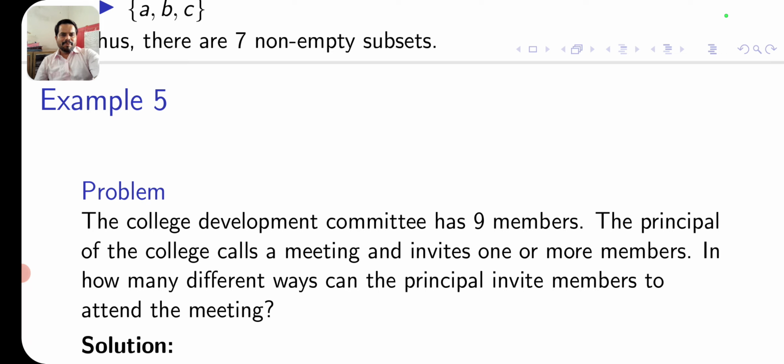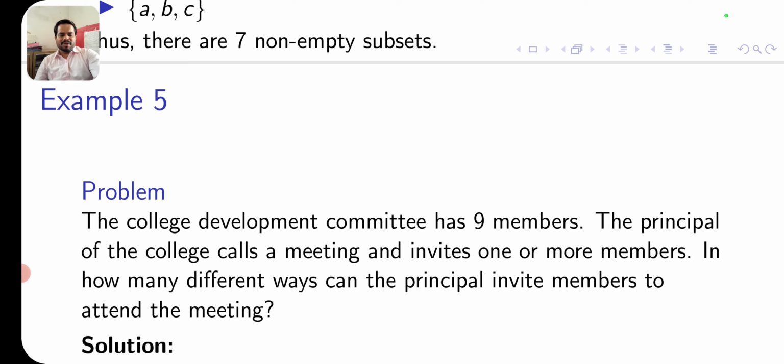So here the principal wants to call a meeting of the college CDC, or college development committee, which contains 9 members, but he wants to call a meeting of 1 or more members. So how many ways can we do this? This is the example here.